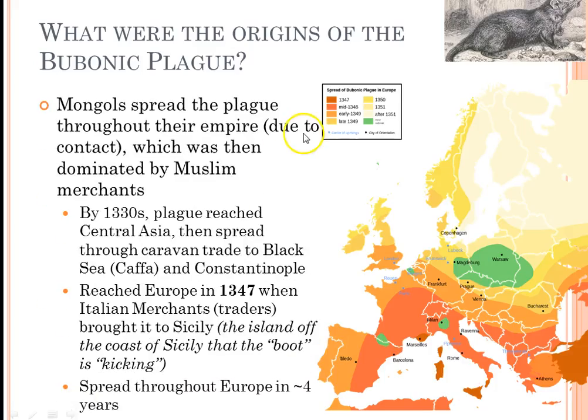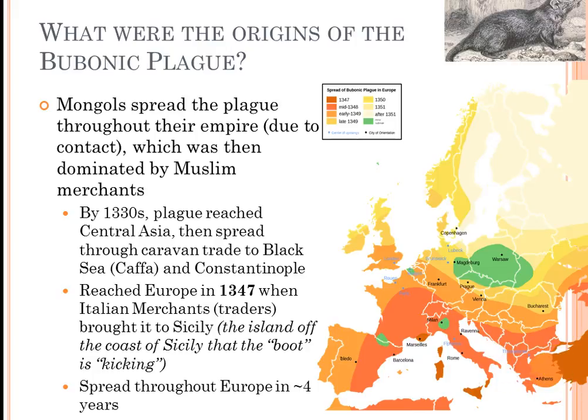So the Mongols spread their plague throughout their empire simply due to contact, and that empire was then dominated by Muslim merchants. So the Muslim merchants then contracted the plague. By about the 1330s, the plague reached Central Asia, and then through caravan trade spread to the Black Sea, or this region known as Kaffa, and to Constantinople.